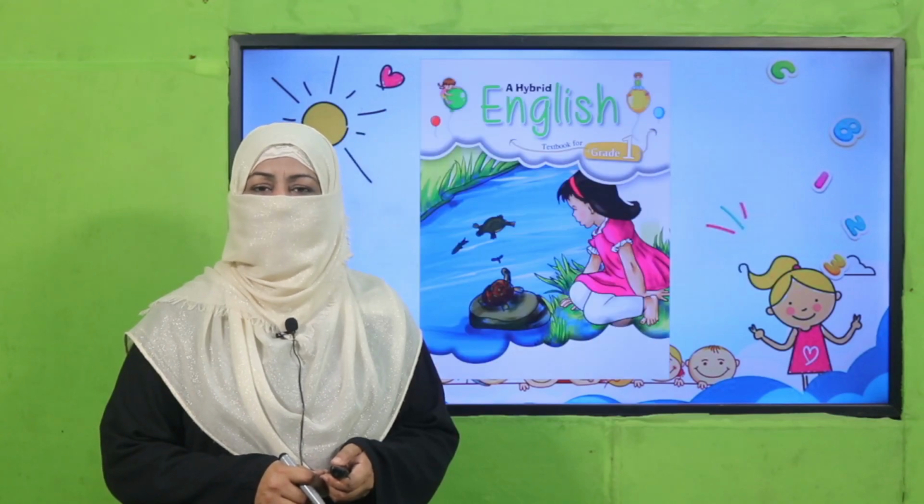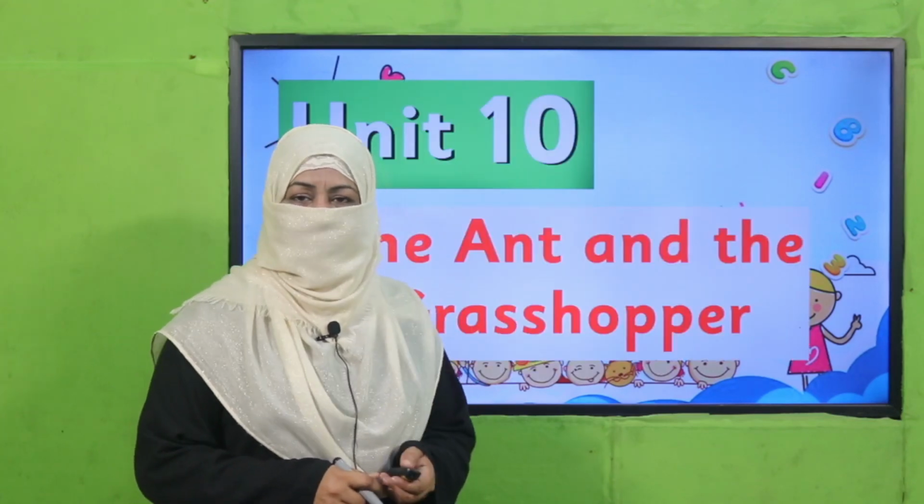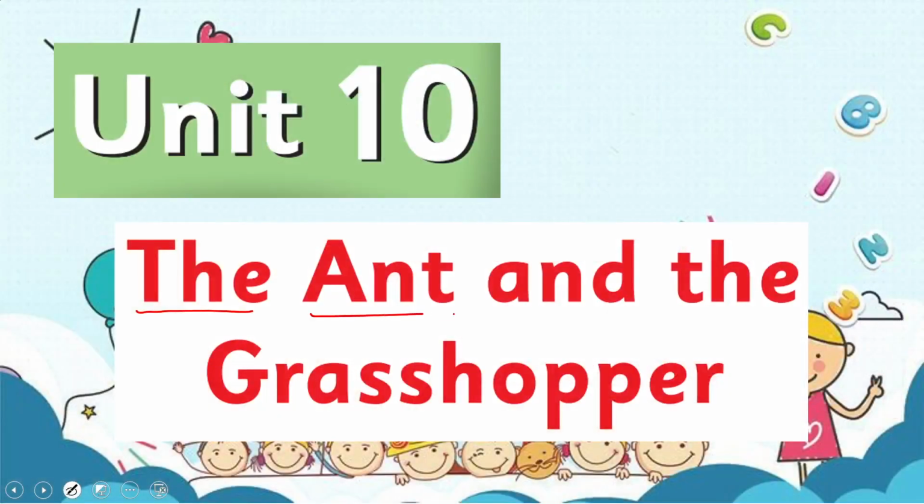That is English for Grade 1. We are learning Unit 10. Its title is The Ant and the Grasshopper.